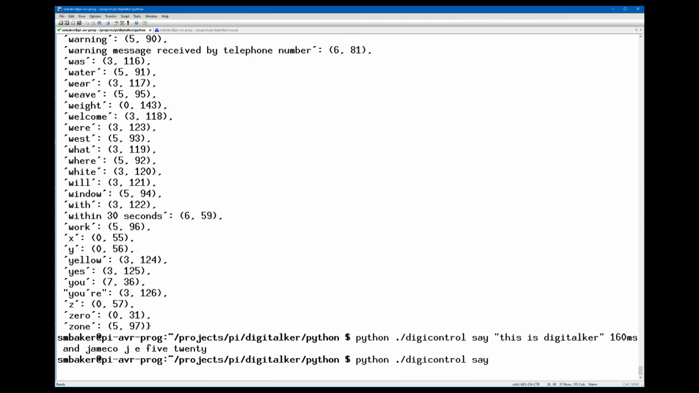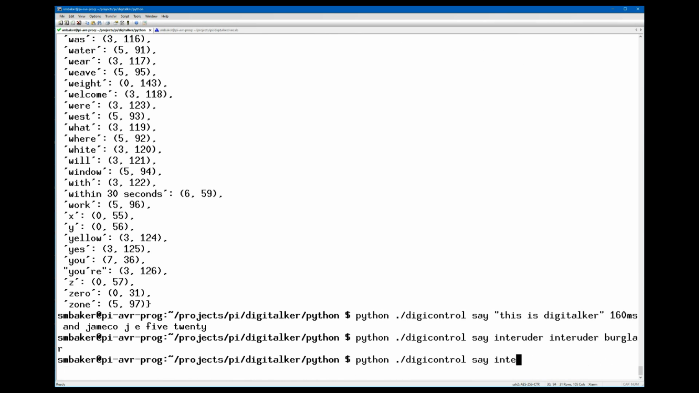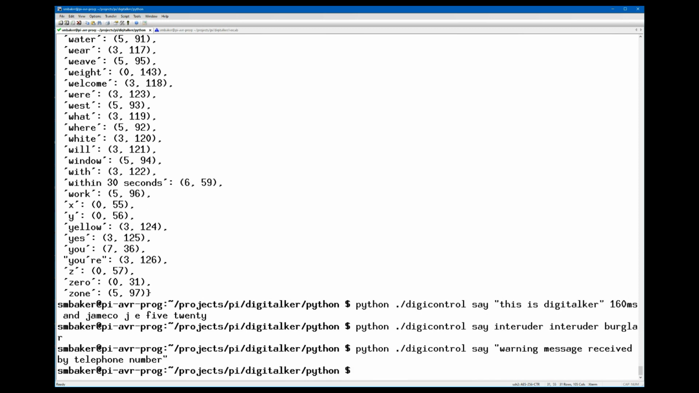So let's try a couple more words. Let's do like "intruder," "burglar." Intruder, burglar. That was out of the Genesis alarm panel. And some of these, you'll notice they're actual phrases. Like the Sensaphone, word number 81 was the entire phrase, "warning message received by telephone number." So let me say that entire phrase. Let's see what it sounds like. Warning message received by telephone number.